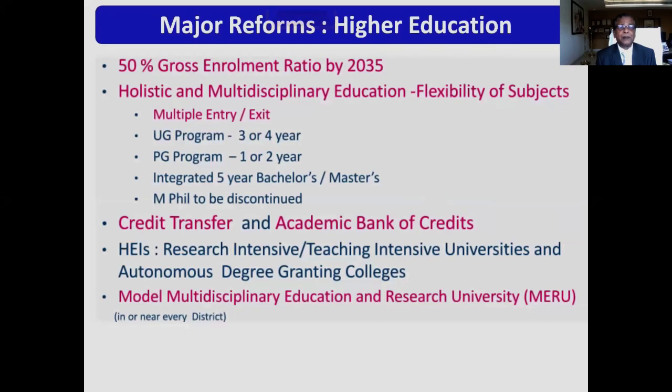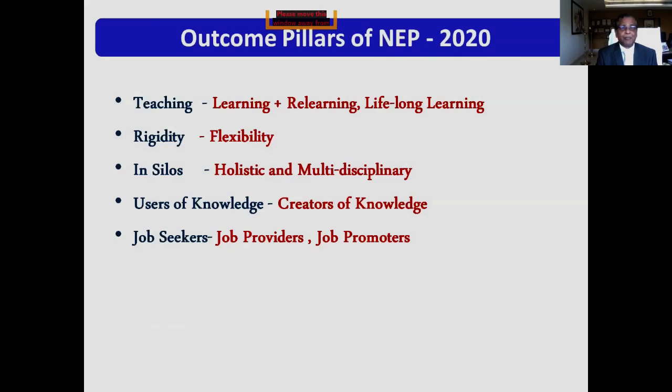how we are going for 1 year PG program and how we are going for integrated 5-year bachelor's and master's program that we have introduced in many universities from time to time and we have closed due to various reasons. So we have to analyze all those things and we have to also find out the ways and means for having the better credit transfer and academic bank of credits.